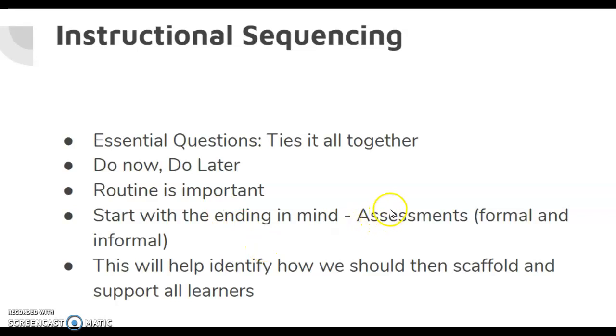One way to do that is you can assess formally or informally to see whether you need to backtrack or you need to re-emphasize some points in your teaching. And this will help identify what we should scaffold for all of our learners.